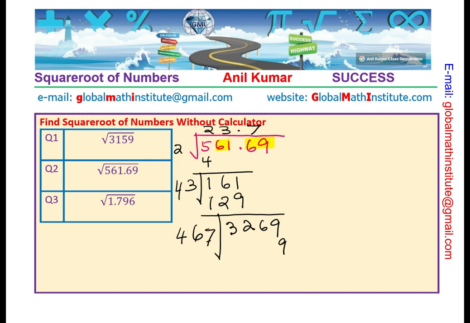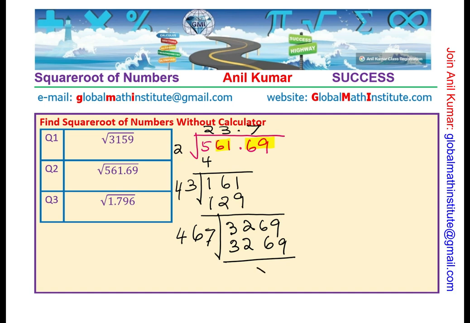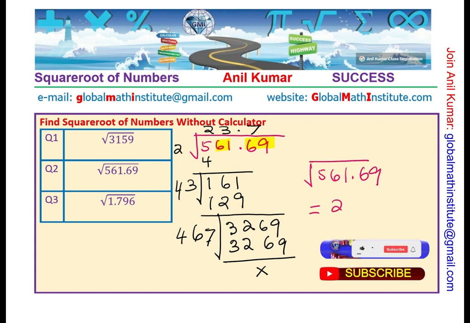7 times 7, 49. 7 times 6, 42, and 4 is 46, and that is 469. And 7 times 4 is 28, and we get an exact match. So we know this is indeed a perfect square. So we get our answer: the square root of 561.69 is indeed equal to 23.7. Do you see that?